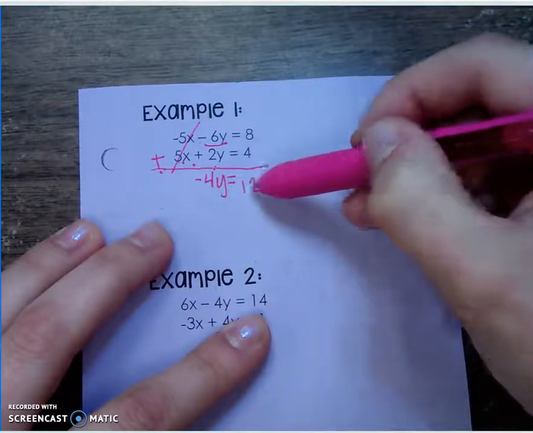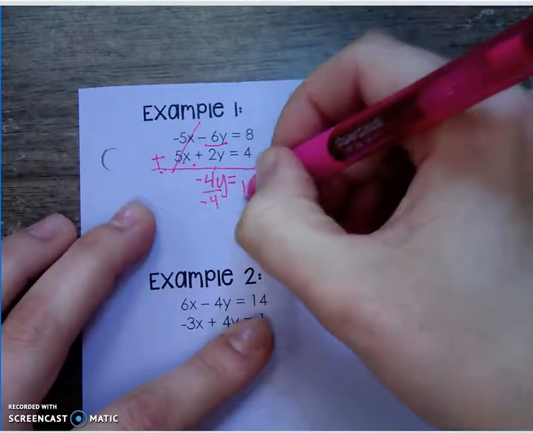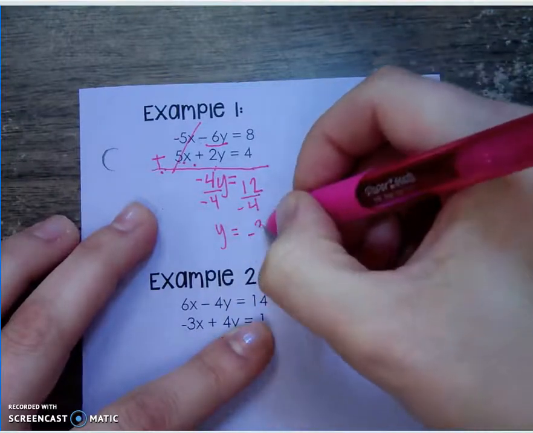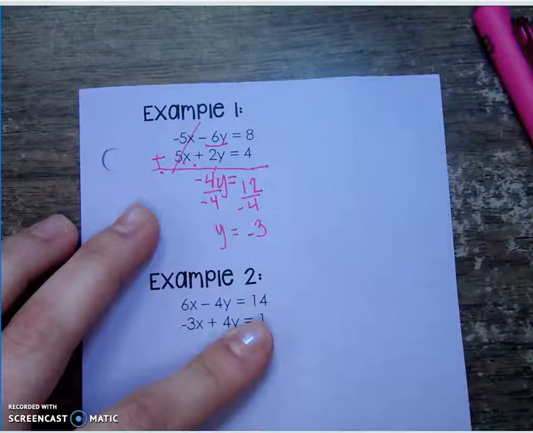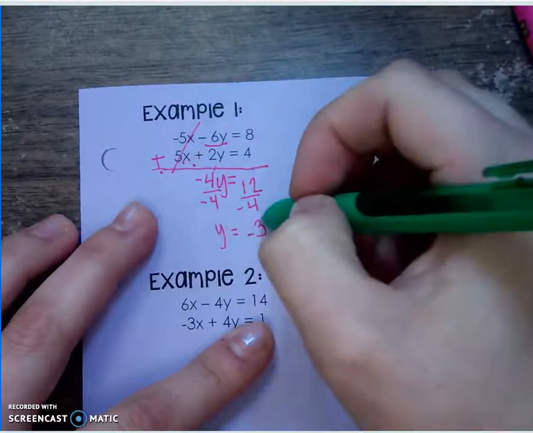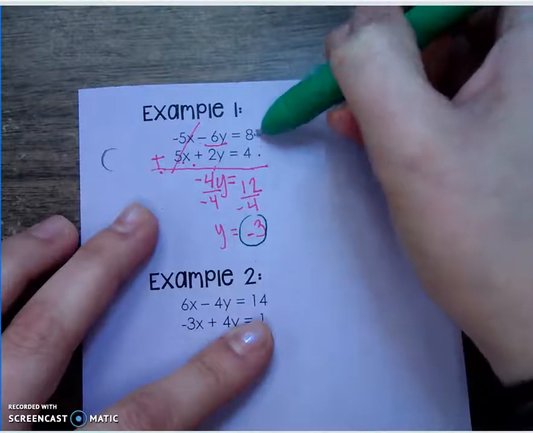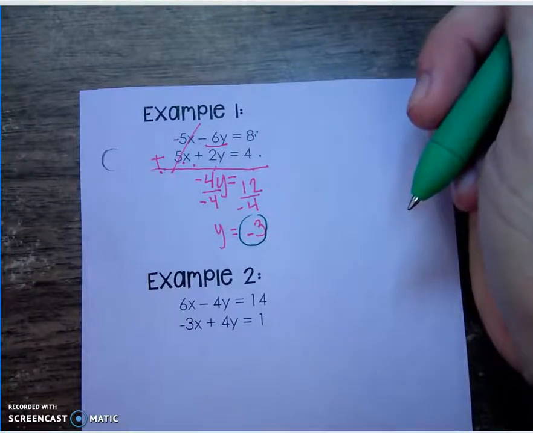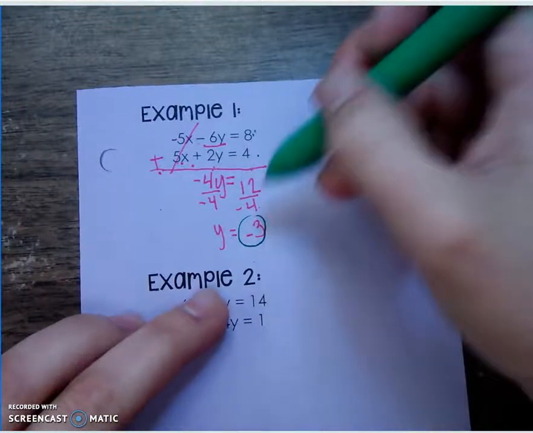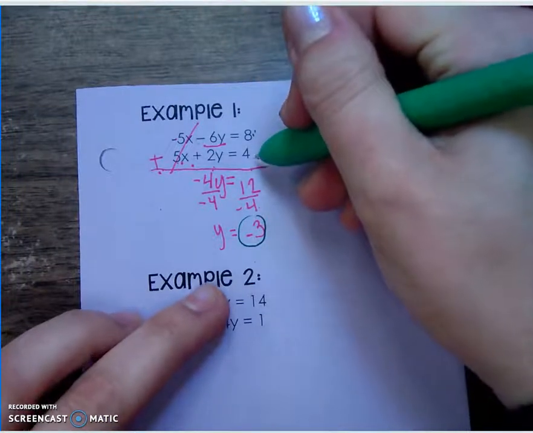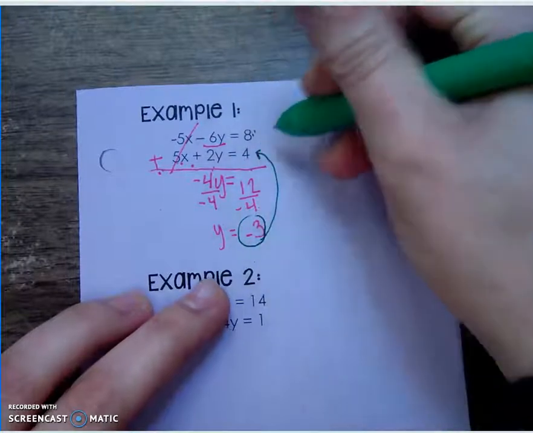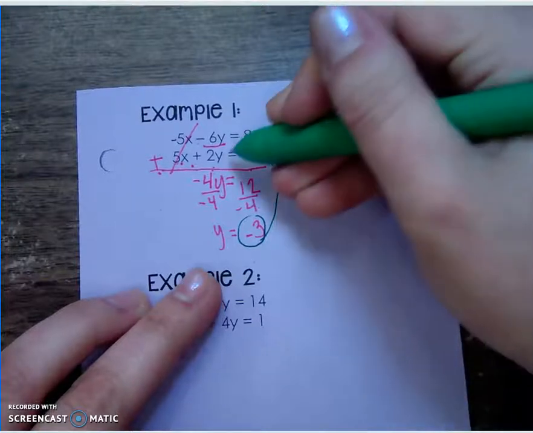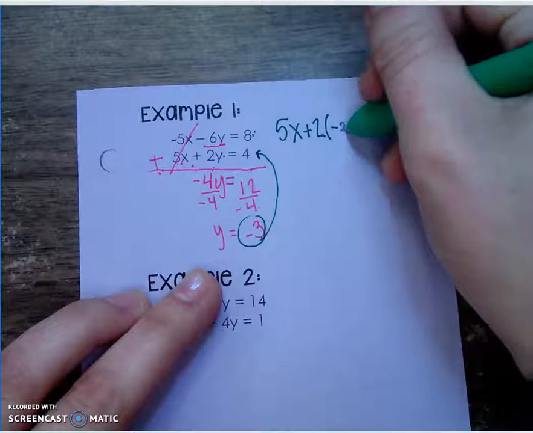Now all I have to do is divide to get y by itself. Divide by negative 4. y equals 12 divided by negative 4, which is negative 3. Now, just like we did with substitution, I'm still going to take what I got for y and plug it into either equation at the top. It doesn't matter which one you pick. Probably I'll go for something that doesn't have a negative if I have a choice, but it really doesn't matter. So I'm going to put it into the bottom one because I don't see any negative signs. So I have 5x plus 2 times y, take y out, put in the negative 3, equals 4.